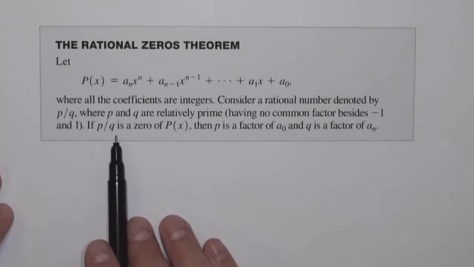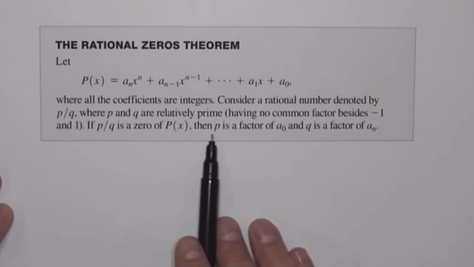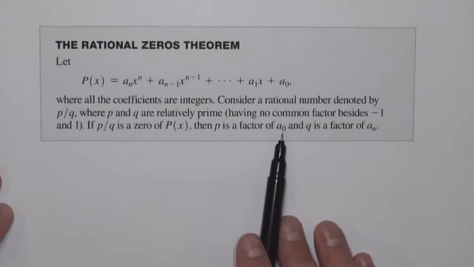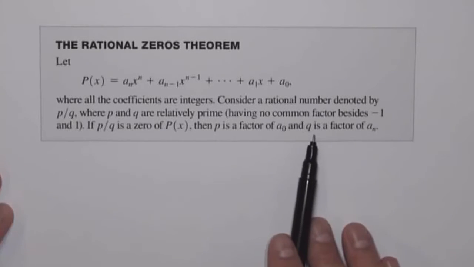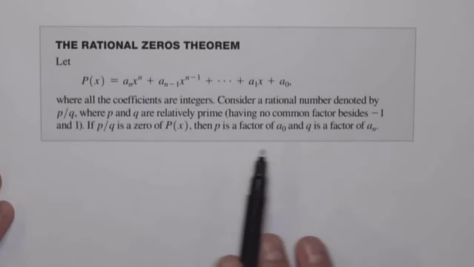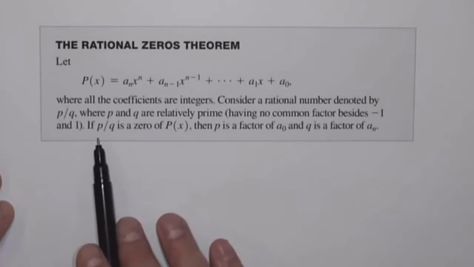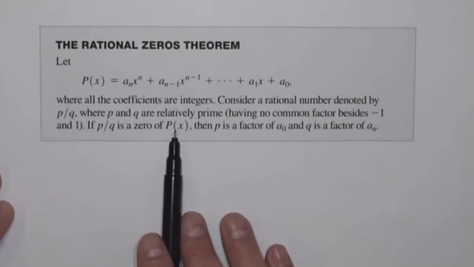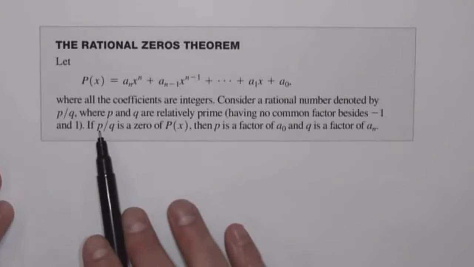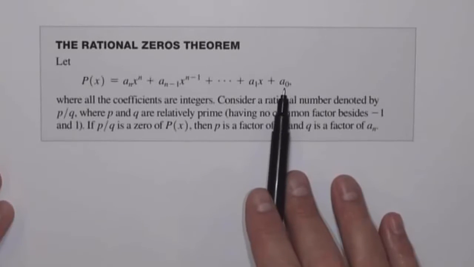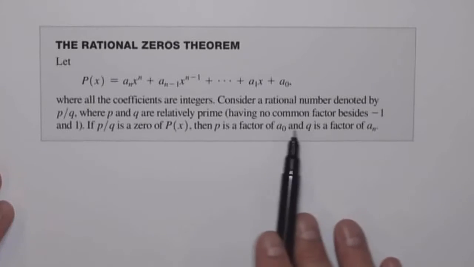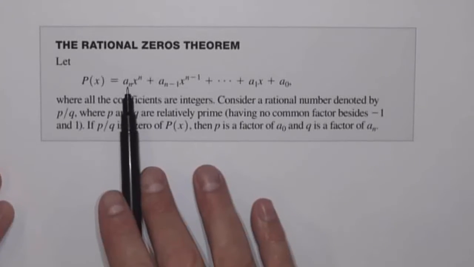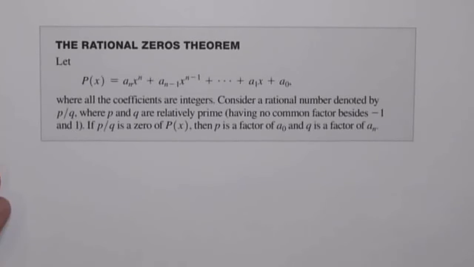If p divided by q is a 0 of p of x, then p is a factor of a sub 0, and q is a factor of a sub n. So this is called the rational zeros theorem. If p divided by q is a 0 of our polynomial function, then p, the number on top, has to be a factor of the constant term, and q, the number on bottom, has to be a factor of the leading coefficient. So let's look at an example of the rational zeros theorem.